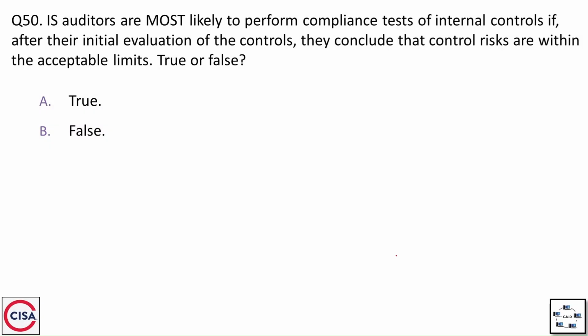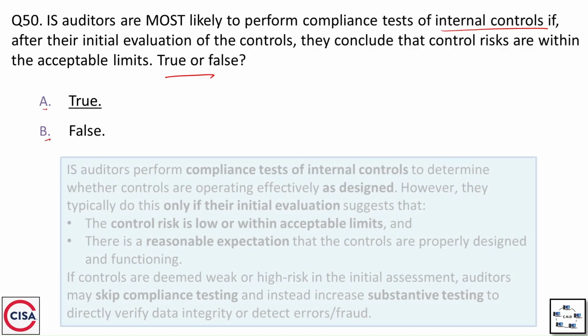Question number 50. IS auditors are most likely to perform compliance test of internal controls if after their initial evaluation of the controls, they conclude that control risks are within acceptable limits. True or false? The options are option A true, option B false, and the correct option is option A, true.